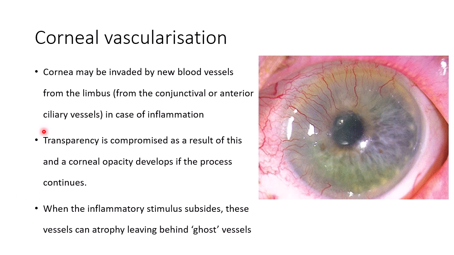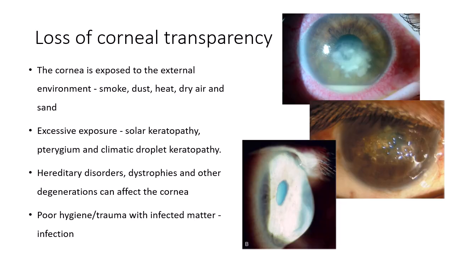Corneal vascularization. So this is an abnormal picture showing superficial corneal vascularization. We know that the blood vessels do not go beyond 1 mm into the clear cornea. So this is abnormal and this happens in inflammation. Transparency is often compromised because of this process, and a corneal opacity may develop if the inciting agent is not removed. When the inflammation subsides, these blood vessels are going to be empty of blood, but they are going to remain as ghost vessels.